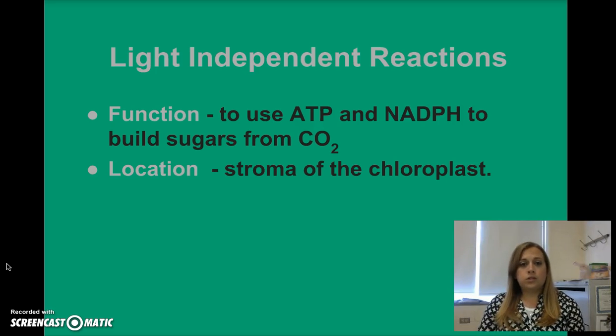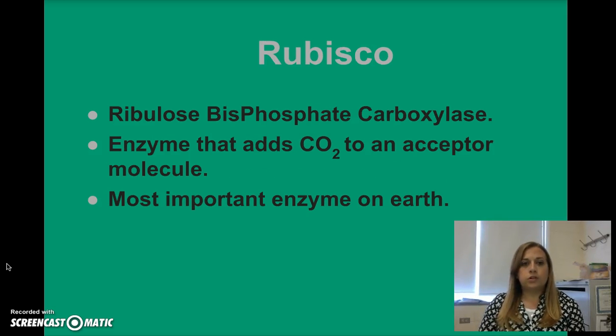or even starches. So the light-independent reactions are going to happen in the stroma of the chloroplast, and the function is to use ATP and NADPH to build sugars from carbon dioxide. So we know that carbon dioxide is an overall reactant in this process, and so the carbon dioxide is going to go directly into the stroma for the light-independent reactions, so it can get converted into sugar.